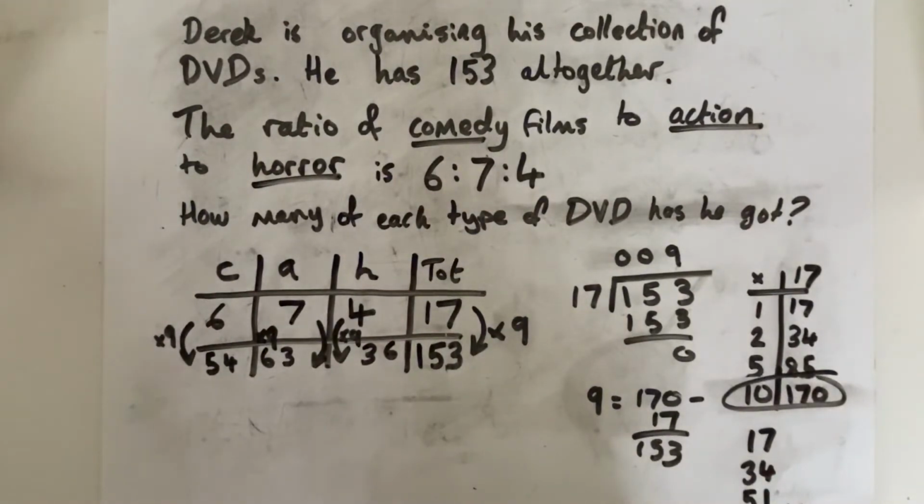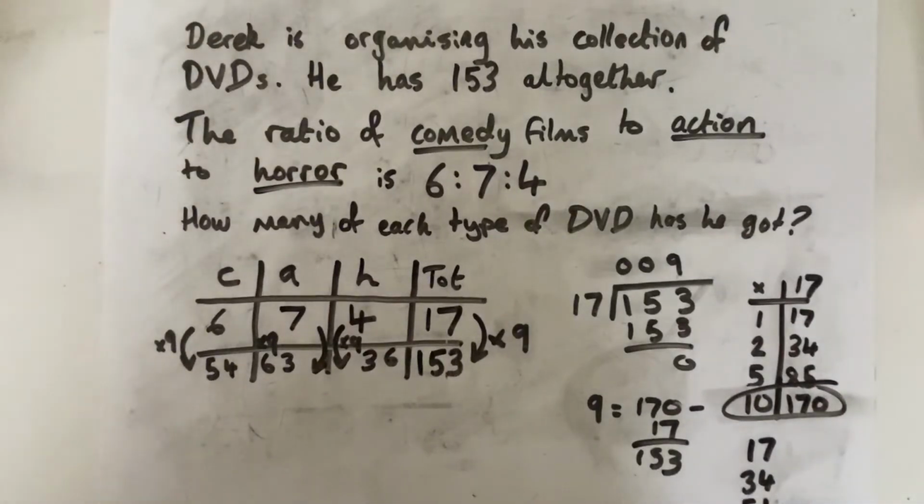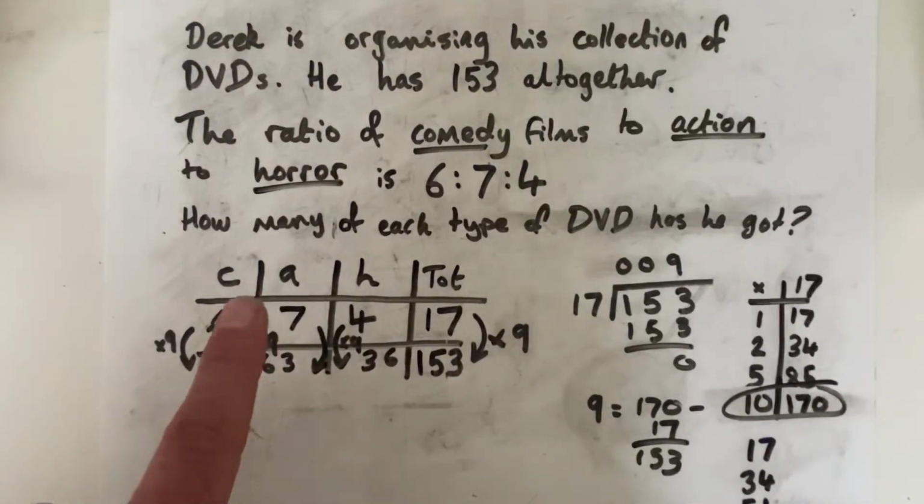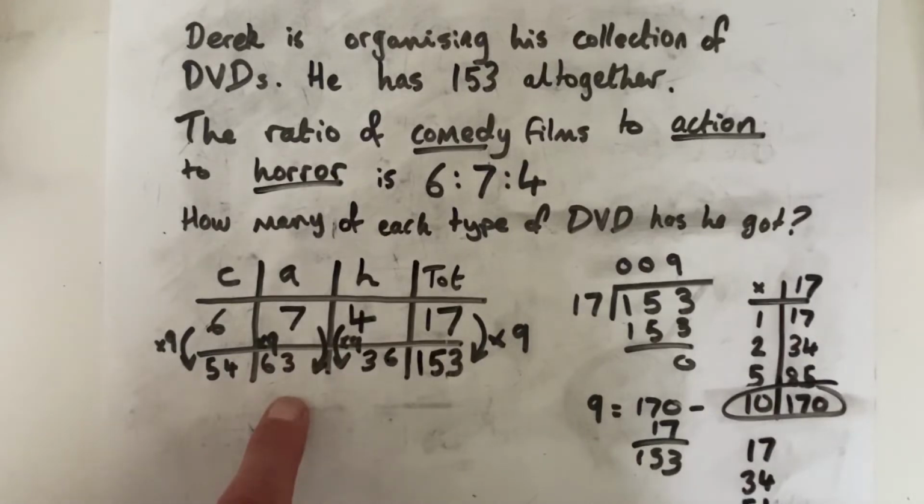So we have 54 comedy movies in his selection. We have 63 action movies in his selection. And we have 36 horror movies in his collection of 153 DVDs. That is the kind of question you're going to get on My Maths.